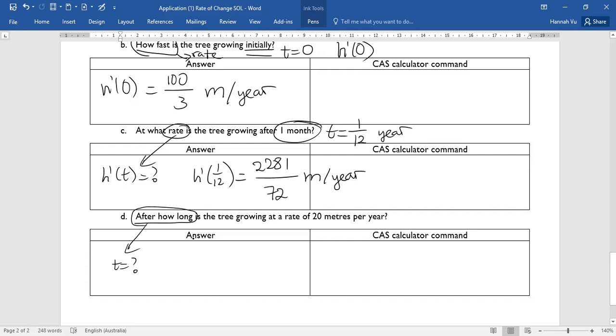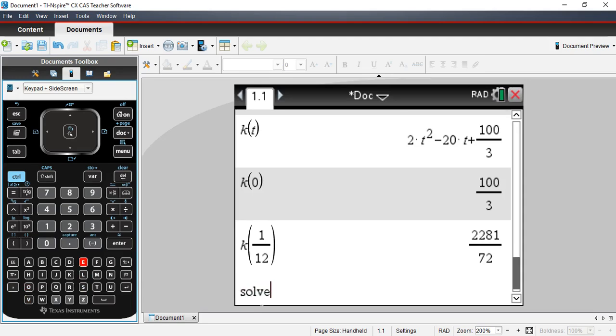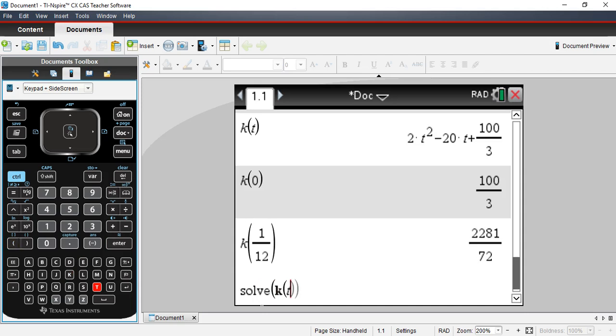Part D is asking you to find t when the tree is growing at a rate of 20 meter per year. So we're trying to find t when the derivative equals 20. If you need to find t given the function, you solve. So solve, h prime of t is 20. We're finding t.